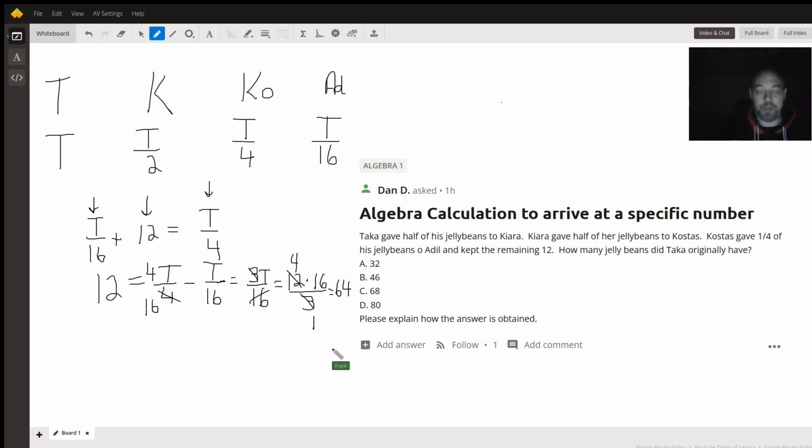And guess what? There is no correct answer. 64 is not an answer choice. However, 64 is a correct answer. So if this is some kind of quiz you have to do online, email the teacher, email the instructor. Say there is no correct answer. Maybe pick 68 because it's the closest to these.